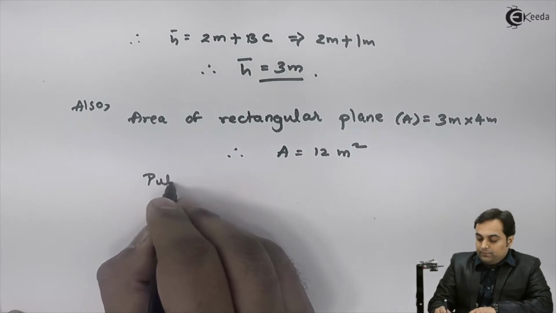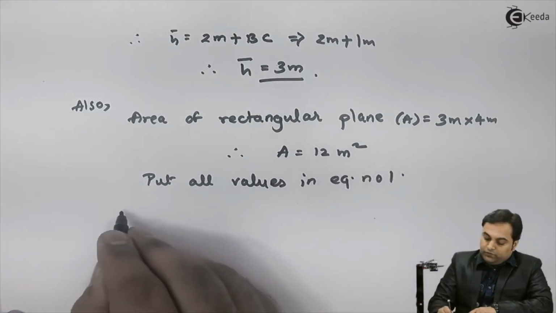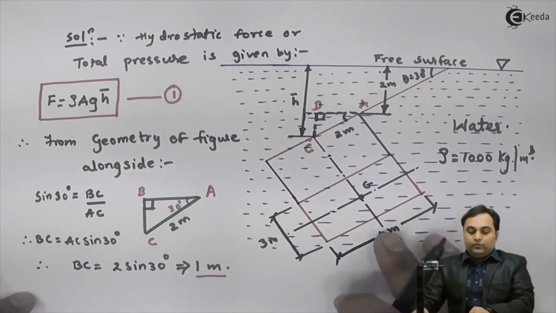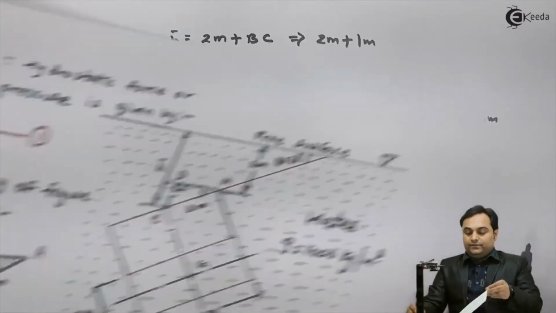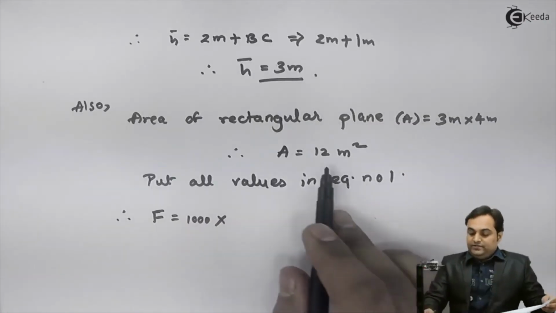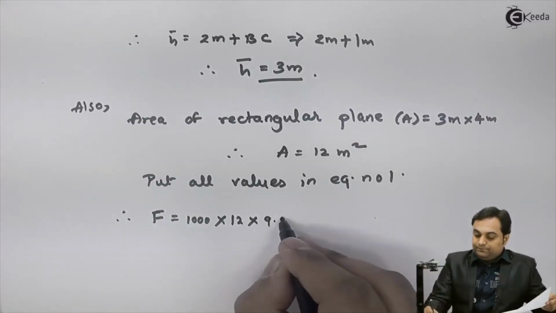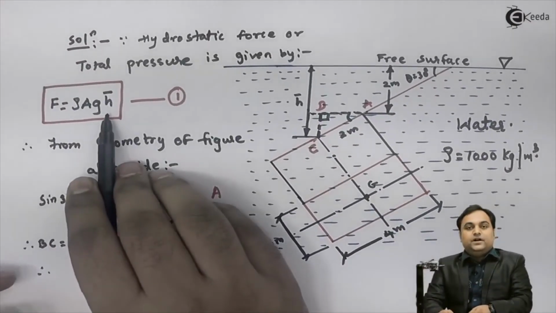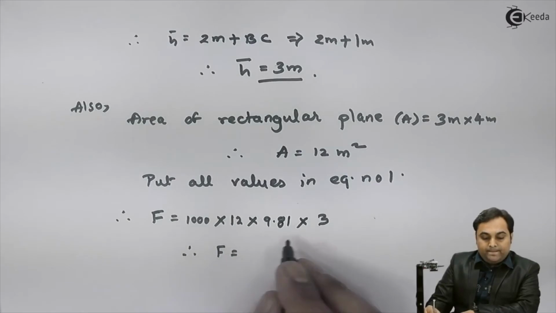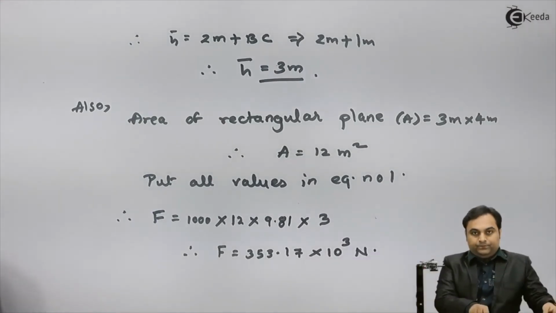Now put all values in equation number 1. So hence I have F, that is hydrostatic force, equal to, in equation 1, the density for water, which is 1000, so 1000 into capital A, the area, which is 12, next g is 9.81, and h bar is 3 meter. So from this I'll get the value of F, and that comes out to be 353.17 into 10 raised to 3 Newton. This is my first answer.